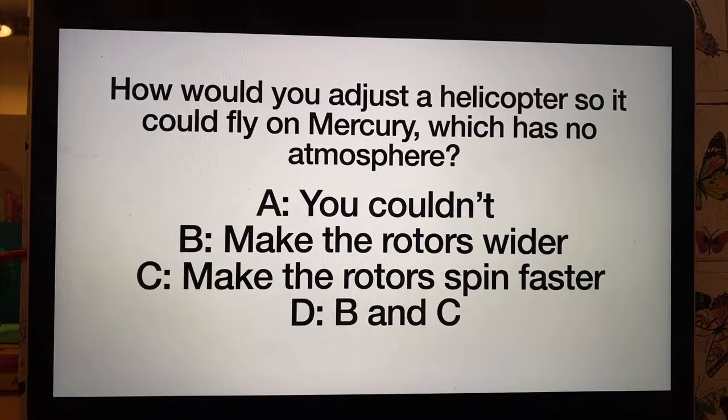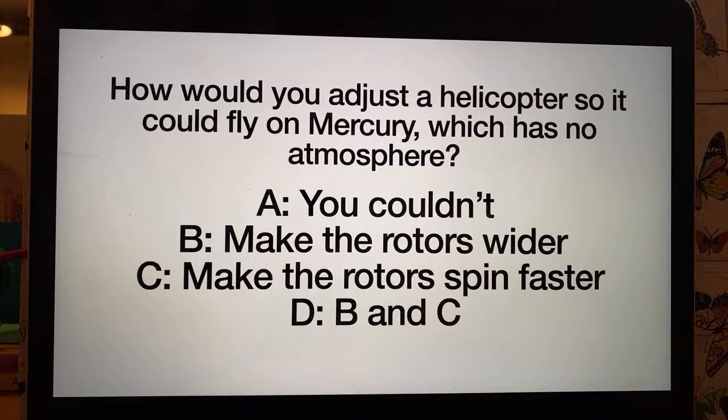And finally, how would you adjust a helicopter so it could fly on Mercury, which has no atmosphere? A, you couldn't. B, make the rotors wider. C, make the rotors spin faster. Or D, B and C. So how would you fly a helicopter on Mercury, which has no atmosphere at all?